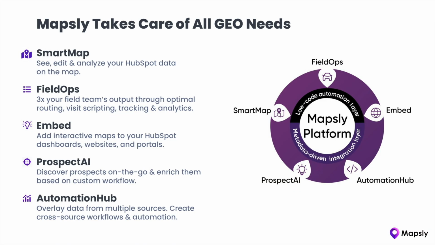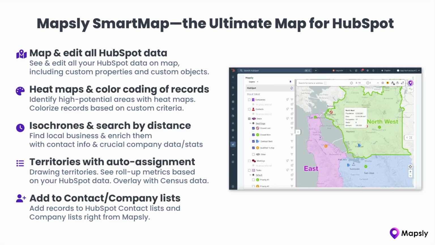Mapsly is a map and field sales enablement platform for HubSpot that addresses all client needs related to geography. Smart Map shows all HubSpot data on the map, including custom properties and custom objects, without any custom development or integration, and allows you to analyze data using a wide range of tools.